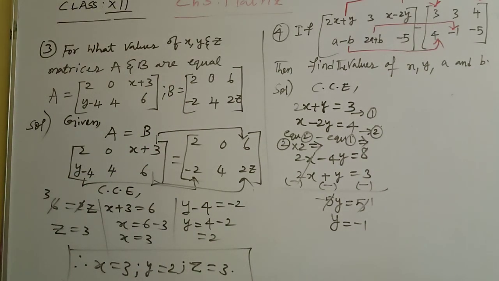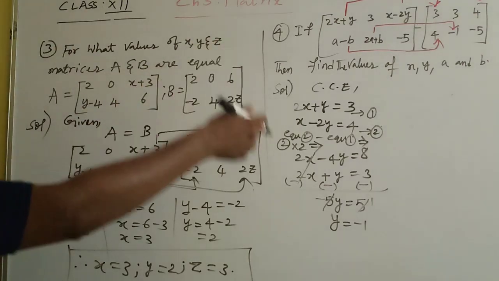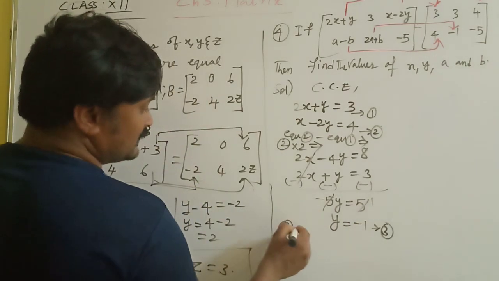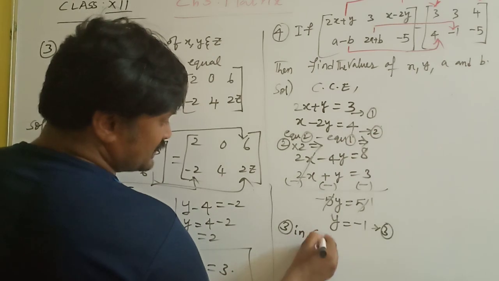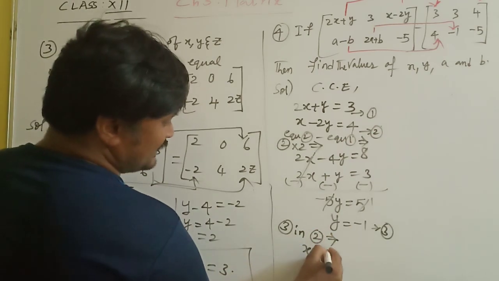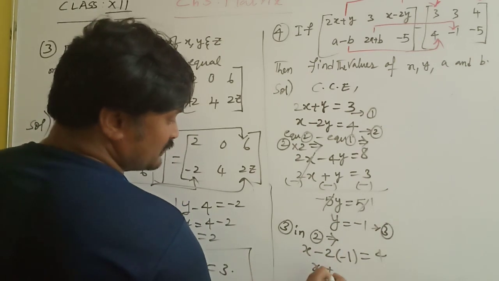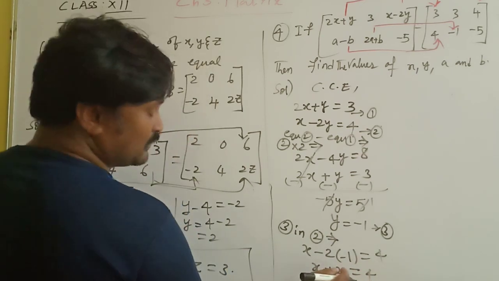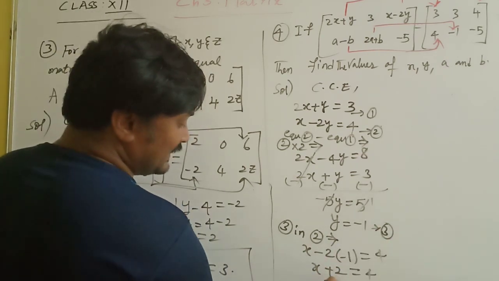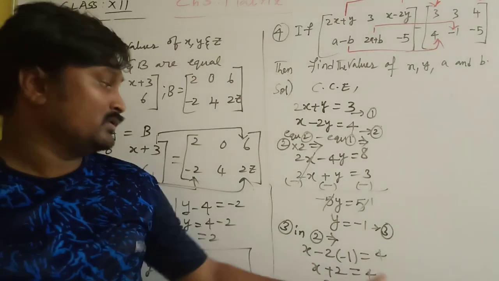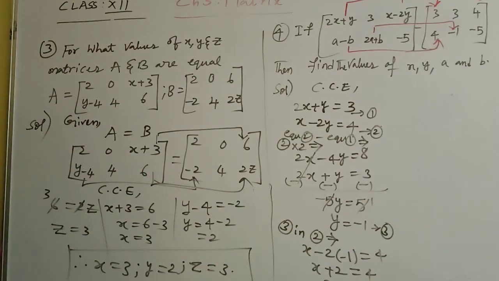Just substitute that y is equal to minus 1 in any equation so that you get your answer. So I'll substitute it in equation 2. What I'll get? x minus 2 into y, which is minus 1, is equal to 4. Minus into minus is plus. So x plus 2 is equal to 4. Plus 2 goes to that side as minus 2. x is equal to 4 minus 2, that is nothing but 2. So at last you got x is equal to 2 and y is equal to minus 1. So that is about your problem number 4, the x and y values.